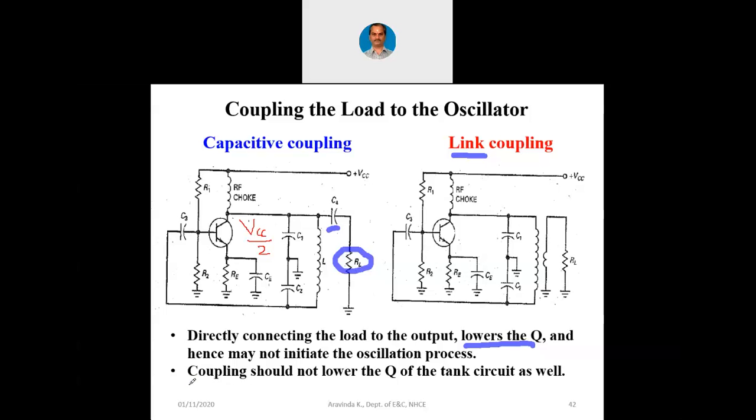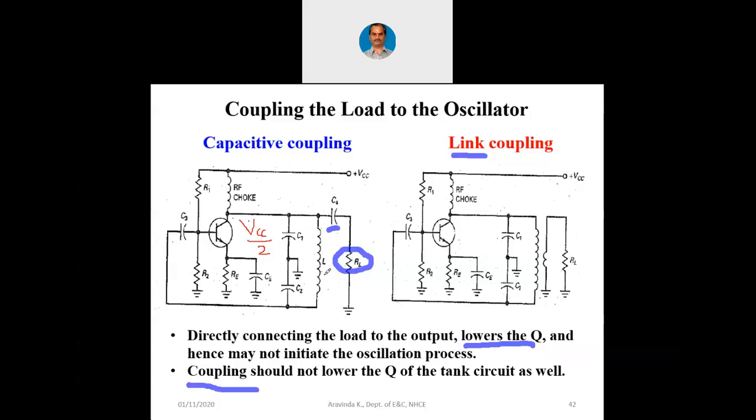So this is called link coupling, means two inductors are connected. Now while coupling, we should take care that the coupling should not lower the Q of the tank circuit as well. Now this tank circuit has got its own Q, right? Basically Q is what? FR divided by bandwidth. FR is dependent on the tank circuit itself.